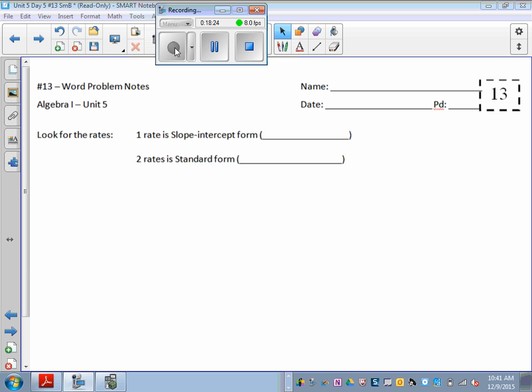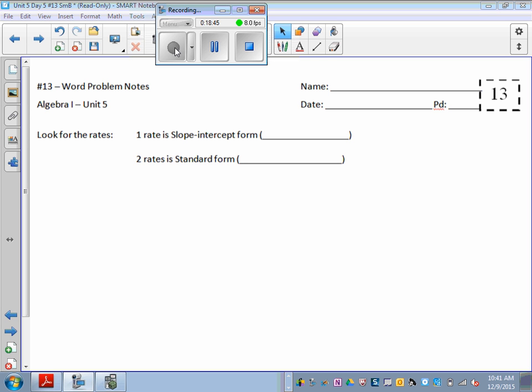So today we're going to be doing some more with word problems. Everyone's favorite. We've already done half of these before, where we had to write equations in slope-intercept form. But today we're also going to look at some where you have to write the equation in standard form.